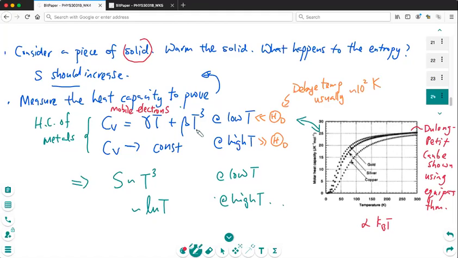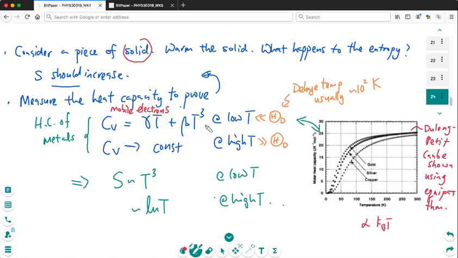This is cubic in T, and therefore this term eventually will win. What you see on this screen is mainly the T cube term. So to search for the gamma T term, you have to go to very, very low temperature to quench the second term so you can get this gamma. And once you get this coefficient gamma, you know a lot about the electronic system of your material. Okay, so this is due to electrons.